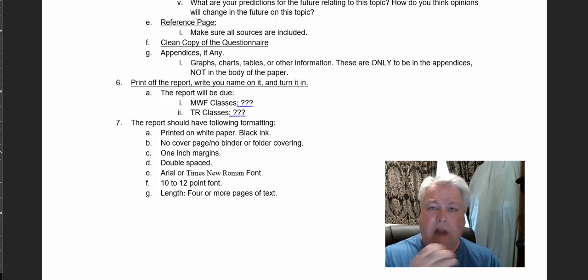Do not put it in a binder. Staple it together as a pack of papers. Side note, I don't want the completed surveys either. Do not put those in there. There's way too many. 30 completed questionnaires for each paper means I'll have a stack of paper like this for each class, and I have a bad back. I don't want those. Just the paper itself. So no binders, no folders, none of that.